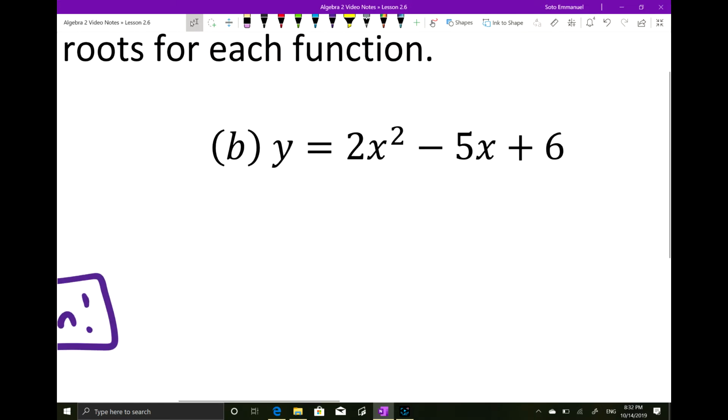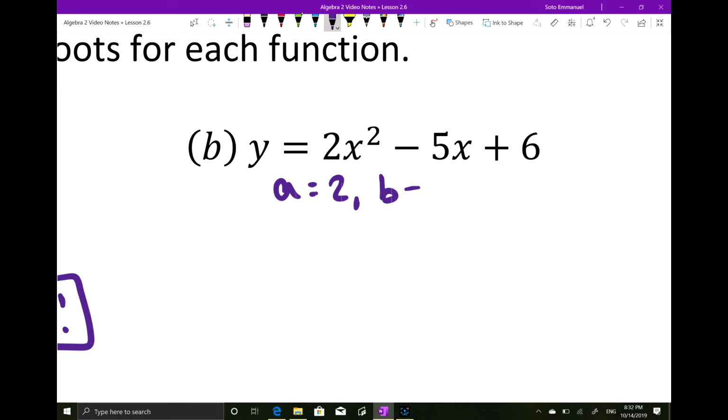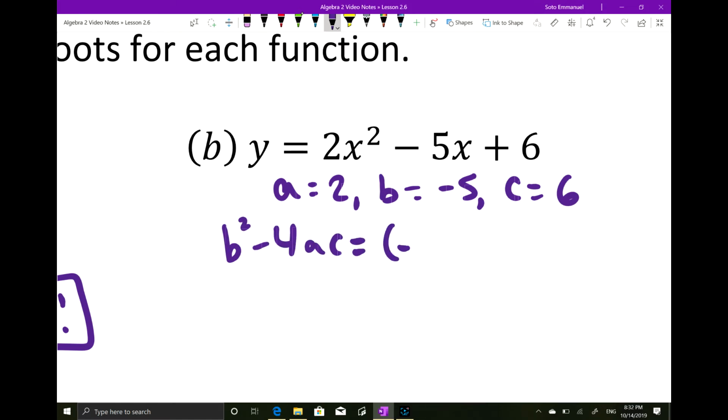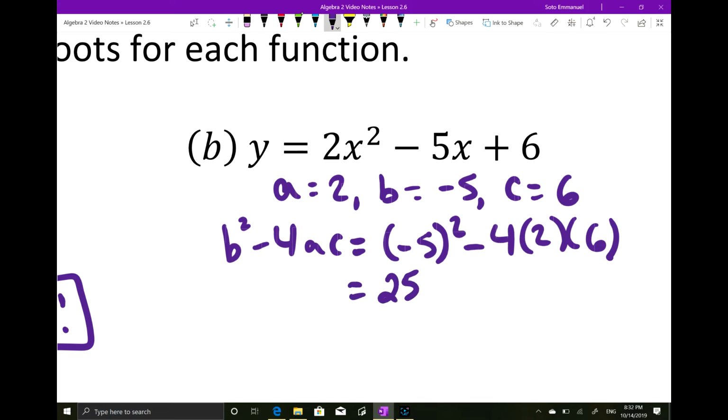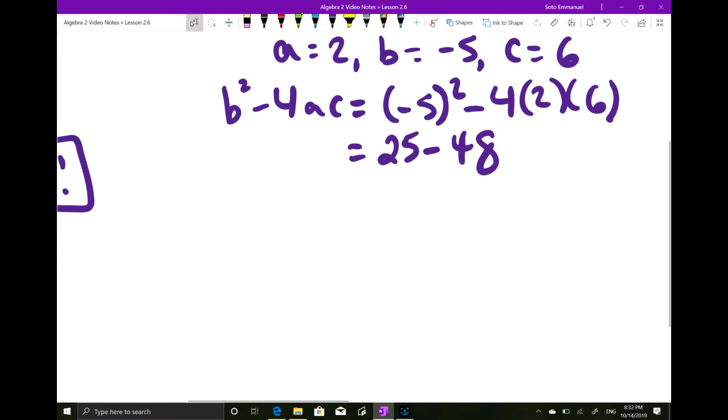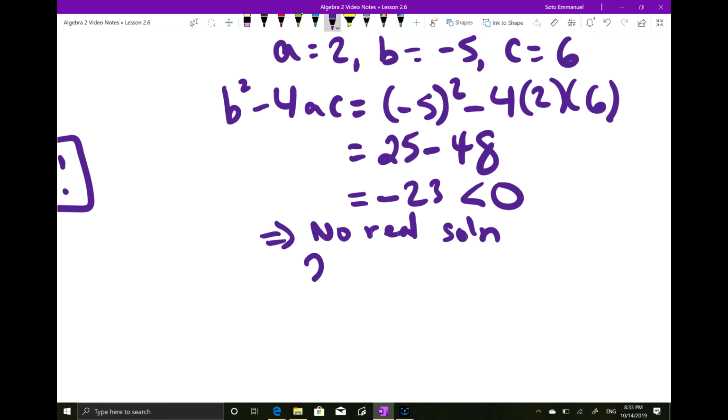All right, done. So on to the next one. We got A is 2, B is negative 5, C is 6. So again, plugging it into the discriminant, we got negative 5 squared minus 4 times A times C. Negative 5 times negative 5 is 25. 4 times 2 is 8. 8 times 6 is 48. So this is going to give us a negative number. So we get negative 23, which is less than 0, which means we have no real solutions, or two complex solutions. Okay, that's all there is to it.